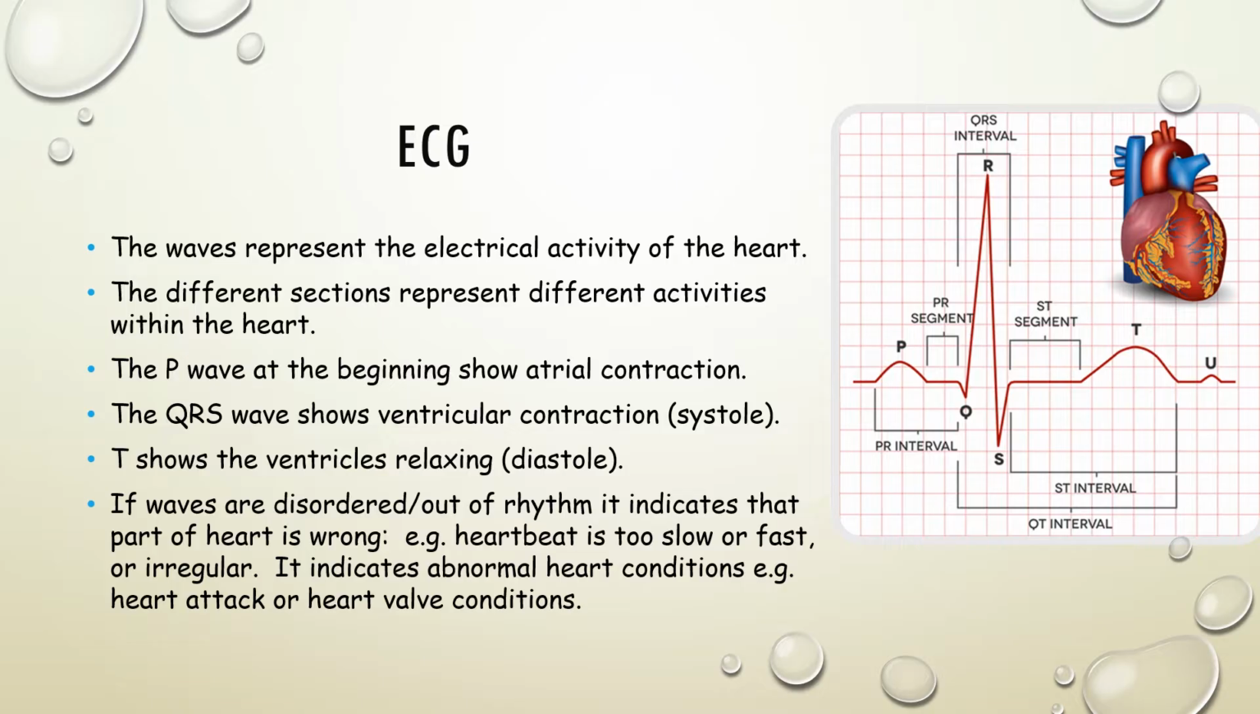We have an ECG here. You need to know what the waves represent. So for example, if you have a look at this ECG in front of you, the P wave at the beginning shows atrial contraction. The Q, R and S waves show ventricular contraction. So there's three of them, Q, R and S. And then as we move down, the T wave shows the ventricles relaxing, which is diastole.